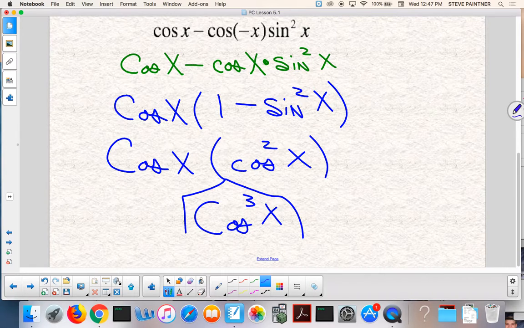Oh, they turned sine squared into 1 minus cosine squared. Gotcha. Yes, they did. They went like this. They crossed this out and they just said 1 minus cosine squared. And then we distributed the negative cosine through, and then everything just canceled out, and it turned out to be that. That's what they did.